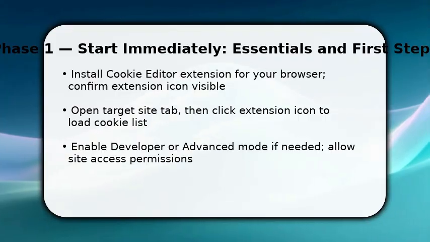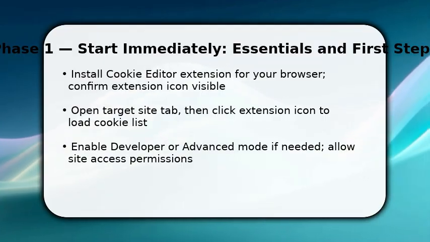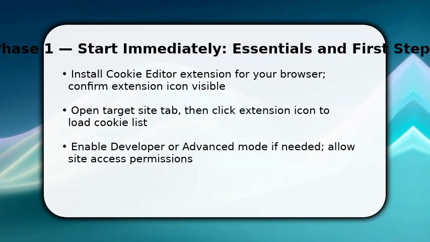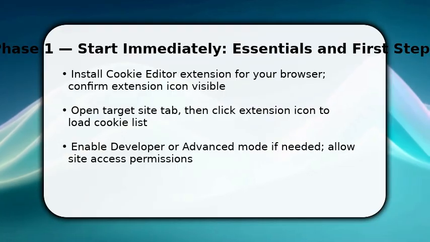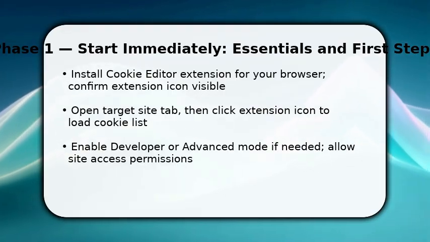You begin by installing and enabling the Cookie Editor extension, then open the website you want to inspect. Click the extension icon to pull up the cookie list. This shows domains, paths, names, values, expirations, and flags.